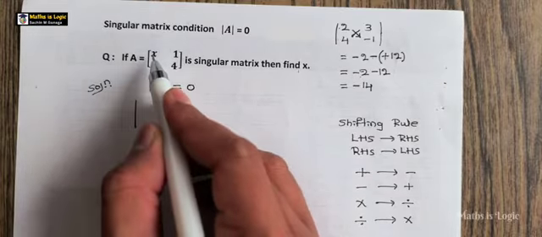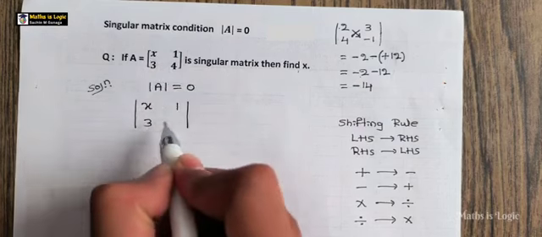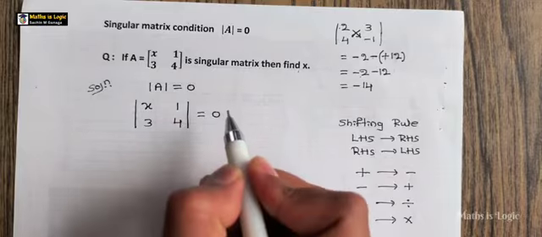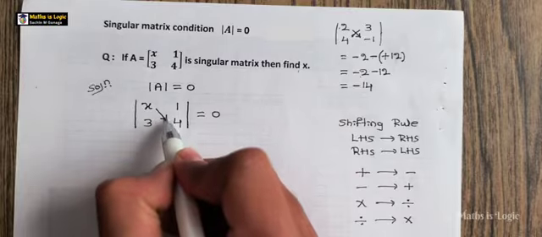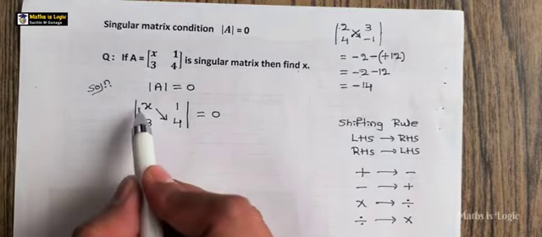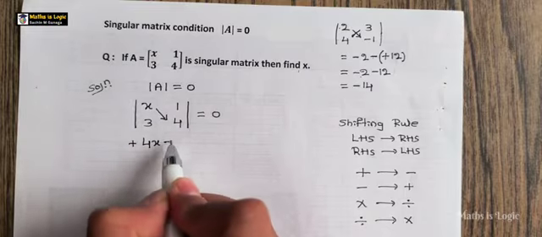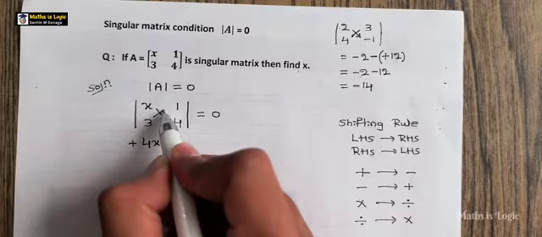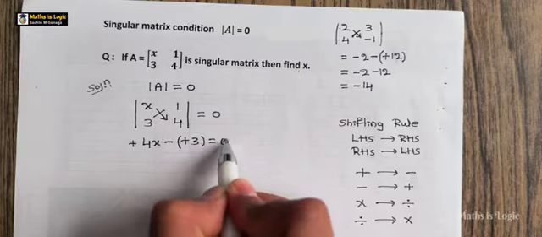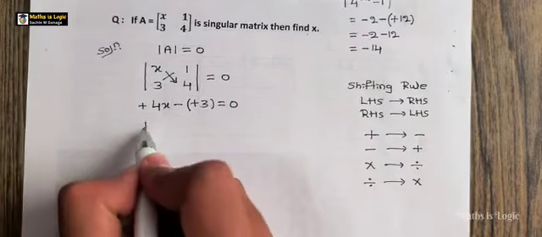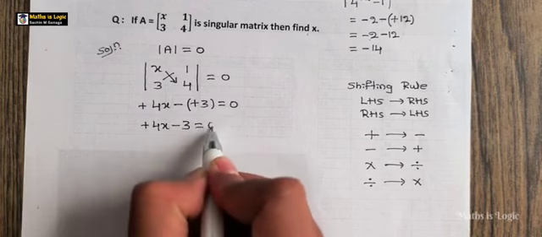Substitute A value. What is that A value? x 1 3 4. x 1 3 4 is equal to 0. Now apply second order determinant rule. Arrow mark, cross multiplication. Plus into plus, plus x into 4 is 4x. Middle always negative sign. Again in bracket. Now these two, plus into plus, plus 3 into 1 is 3 is equal to 0. So next, plus 4x as it is, open the bracket, minus into plus is minus 3 is equal to 0.